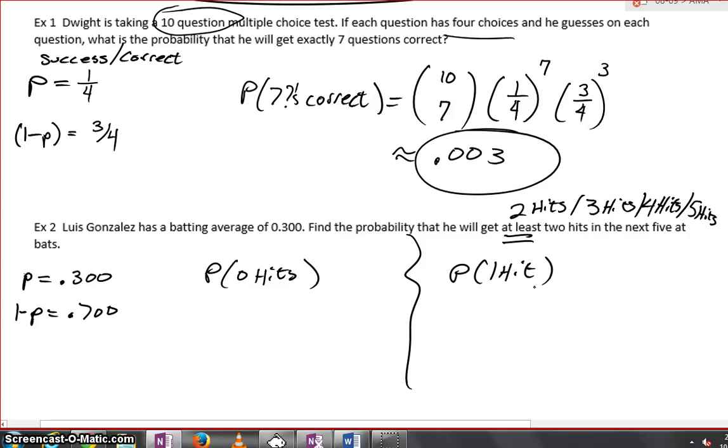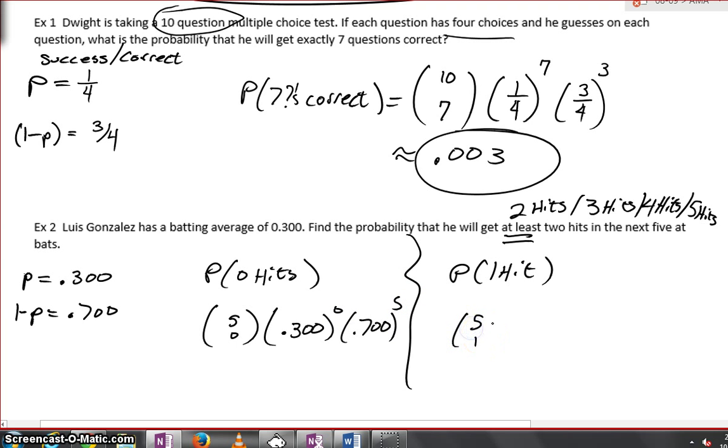But we know in a probability distribution, all of these cases have to add up to 1. So if I could add these 2 cases together, fewer cases to deal with, then subtract that from 1, then I'm dealing with the at least situation. So that's definitely preferable. So we could say this would be not 10, but 5 choose 0. What's my probability of getting a hit then? We know it's 0.300 to the 0 power. Here's 0.700 to the 5.